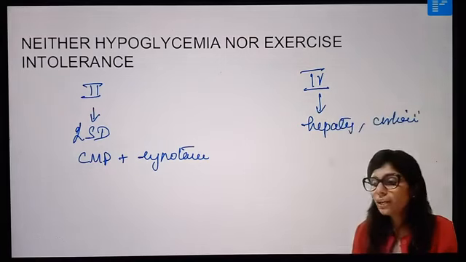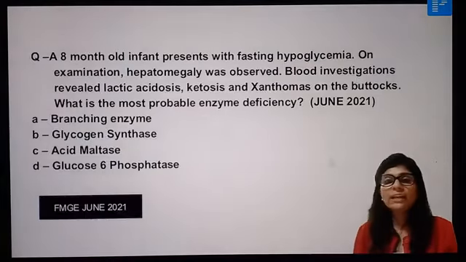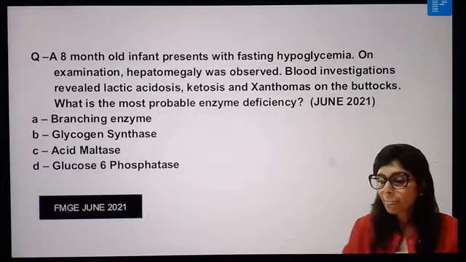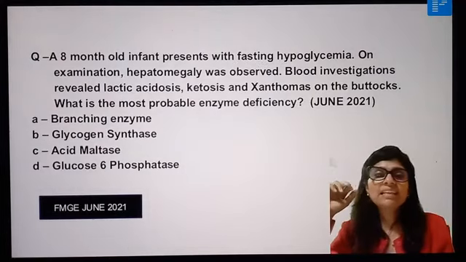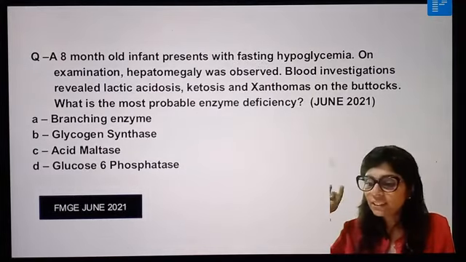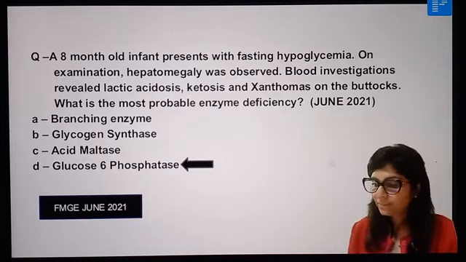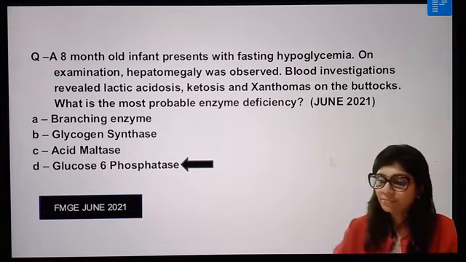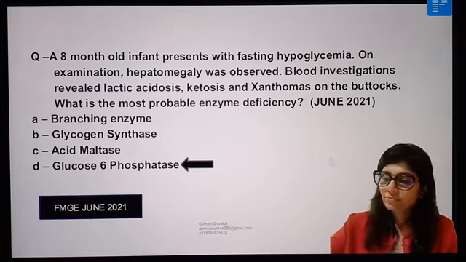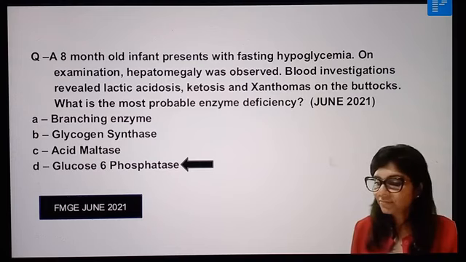So are you all now confident in answering any glycogen storage disorder? If you're confident, can I see a thumbs up, please? That's good. That's all. Others? Very good.